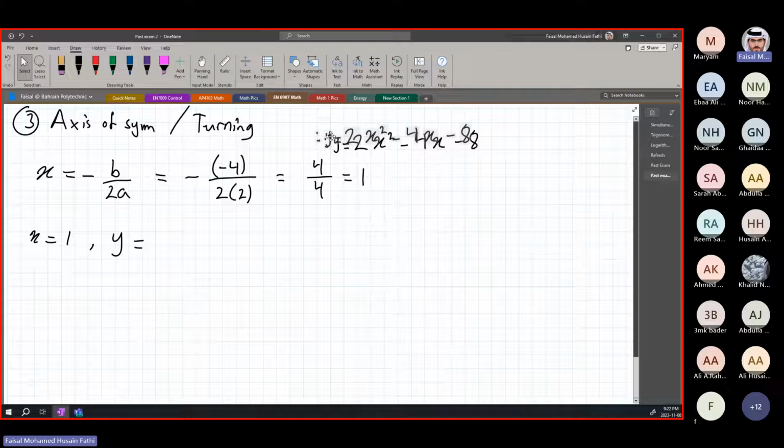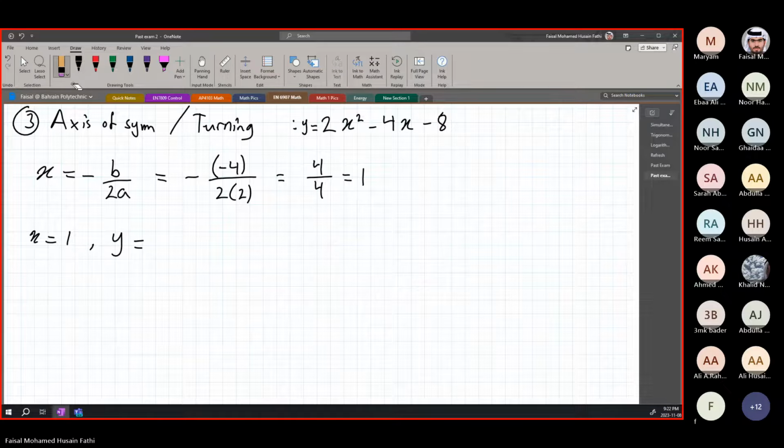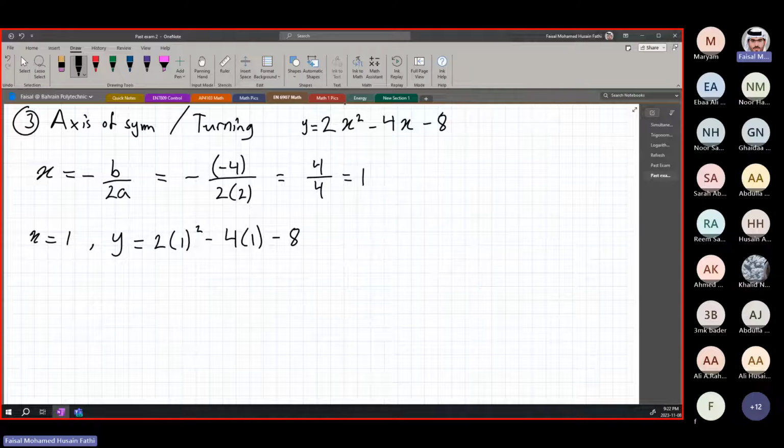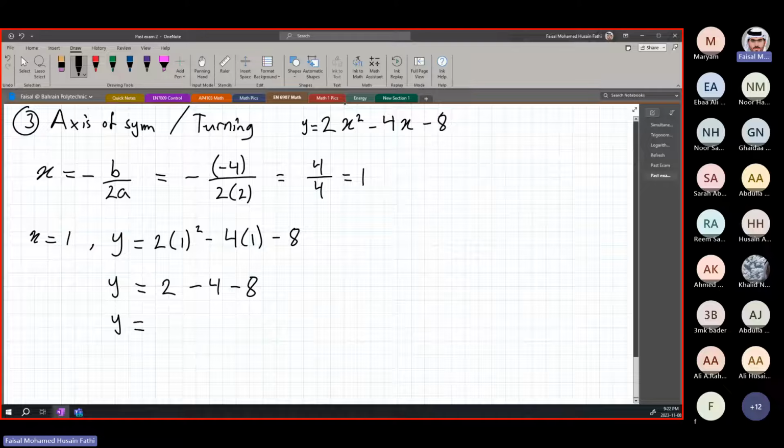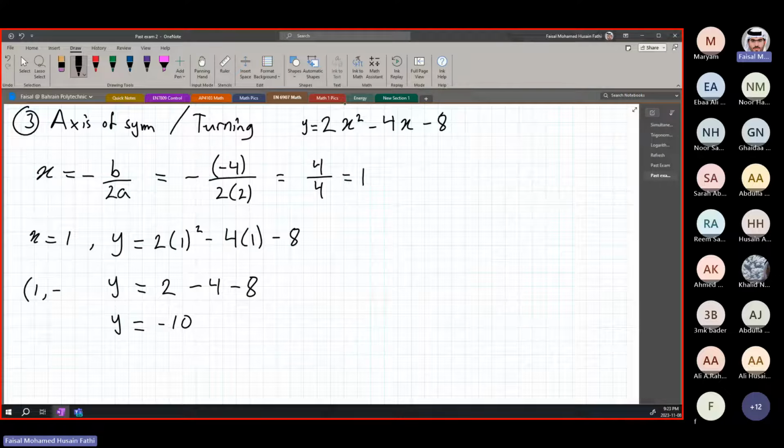This is the same exact equation. So we will substitute just x equal 1 in this equation. So it becomes 2 times 1 squared minus 4 times 1 minus 8. Now, y is going to be equal to 2. 1 squared is just 1. So 2 times 1, which is 2, minus 4, minus 8. y is equal to 2 minus 4 minus 8. Minus 4 and minus 8 is minus 12, plus 2, it's minus 10. All right? So we have found our turning point, which is (1, -10).